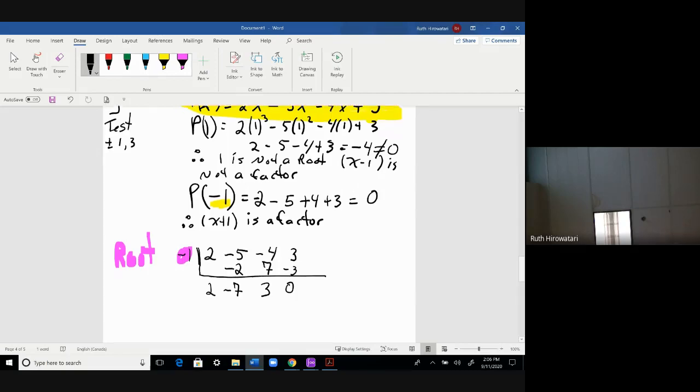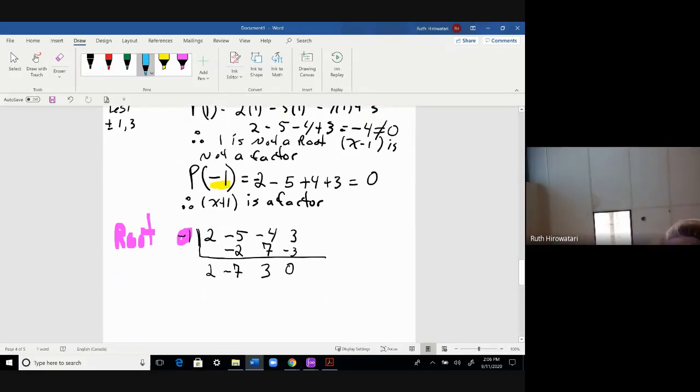Okay, how do we interpret this? This last term is always the remainder. If the remainder is 0, you know that you found the root. This will always be the constant term. This would be the coefficient in front of the x. This will be the coefficient in front of the x squared. If it was longer, we keep on going up, x cubed, etc.